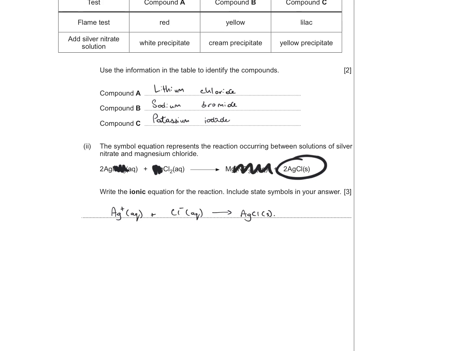So I look at the back, I see silver's Ag+ and it's a solution because I can see the aq there. So I'm at aq, aqueous, dissolved in water. I've got the chloride, which is Cl-, which is aq. And then I get silver chloride as a solid. I don't need to worry about the 2's or the little 2 after when I'm doing an ionic equation like this.